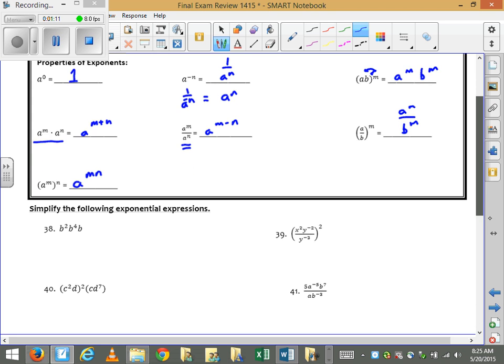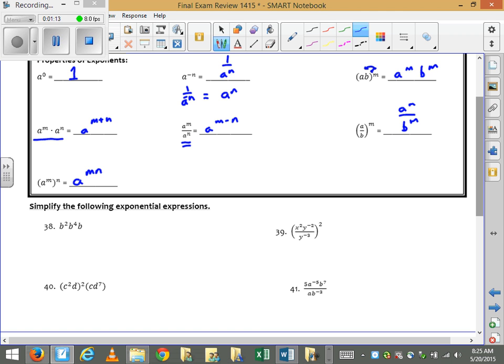So let's start using some of those properties. B squared, b to the fourth, and then that's b to the first, remember? So in other words, how many total b's do you have? You can just add the exponents: 2 plus 4 plus 1. Probably a lot of you would already do that in your head and realize there are 7 b's there.